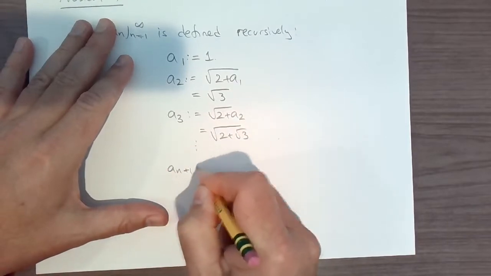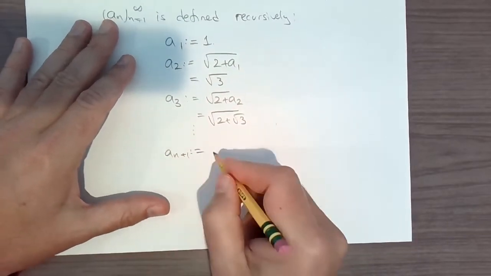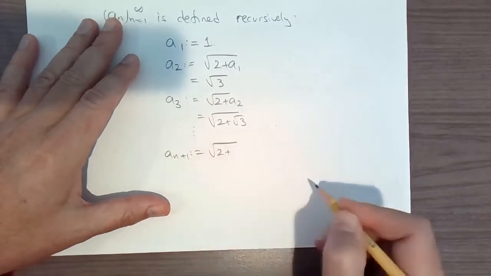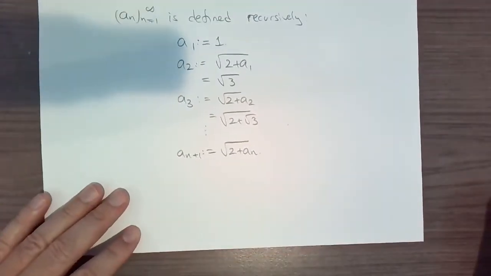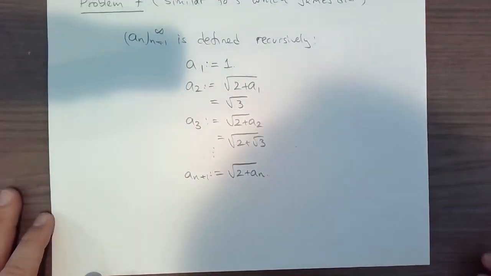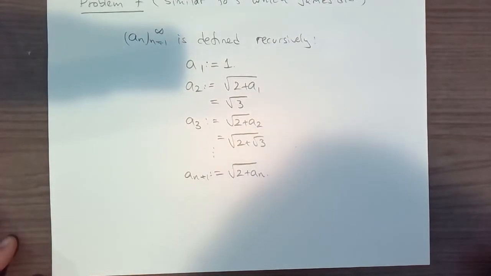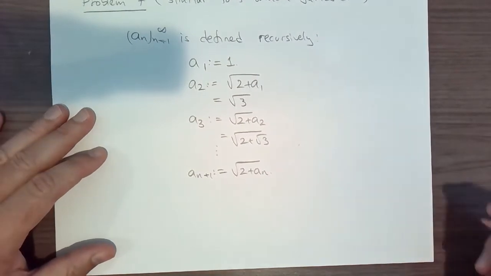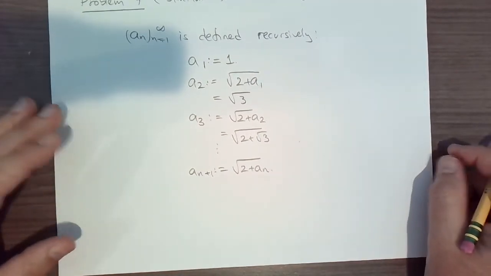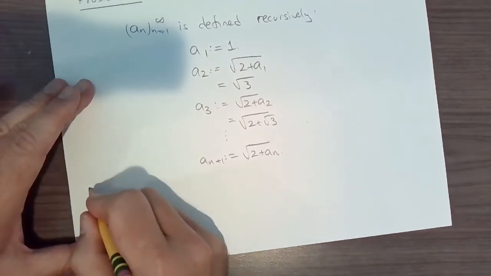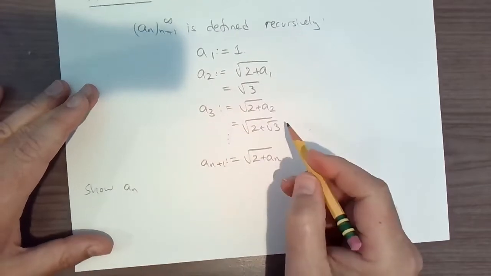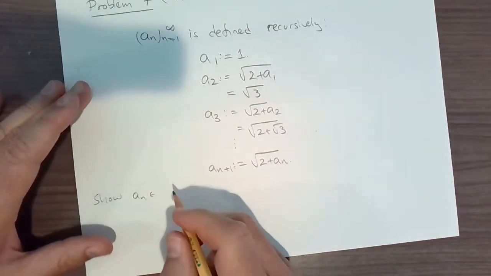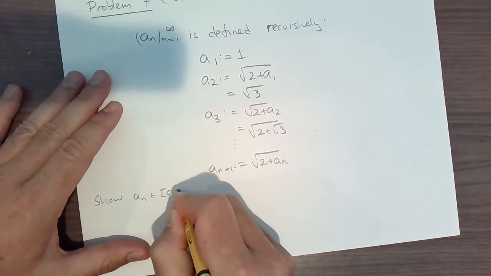And so the general formula is that if you're given the previous one, you take it and you stick it into this formula. So that's the recursion for the A_n's. Okay, so you're being asked to do a few things here. You're being asked to prove that it's bounded by 2. So show A_n, well, it's going to be positive. It's a square root, so it's going to be positive. So show that this belongs to 0 to 2, right?